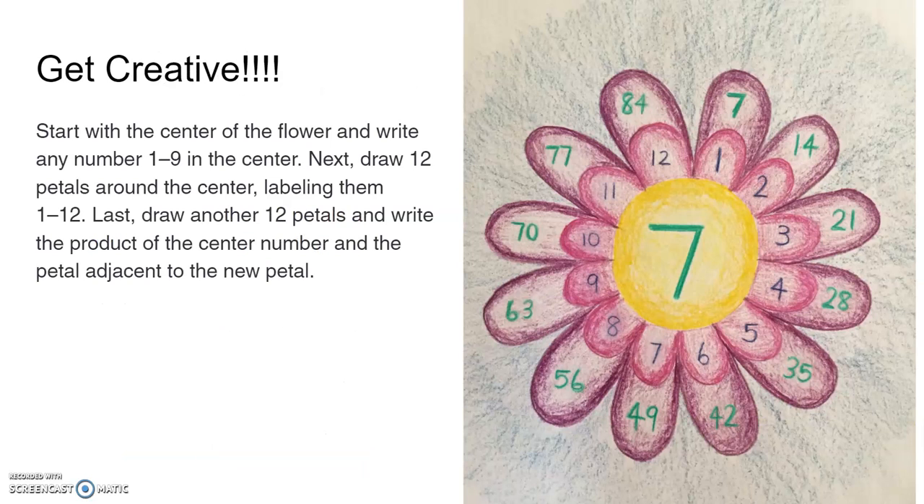Now, I want us to get creative. So you have some choices. You can make a flower for some of those multiplication facts that you struggle with. So you put the number in the middle and then put 1 through 12 around it in the first row of petals. And then the second row of petals, write the product. This is a fun activity, and it gives you something to do that will make sure that you are creative, but you're also practicing those multiplication facts.